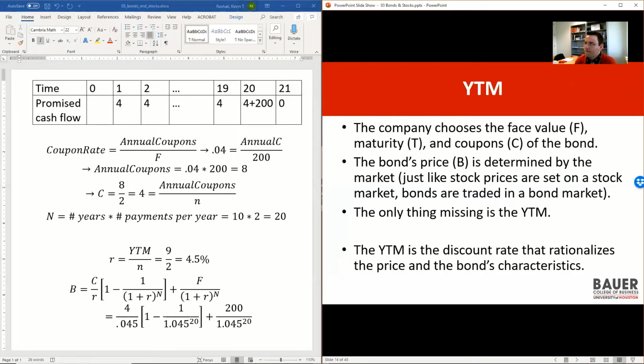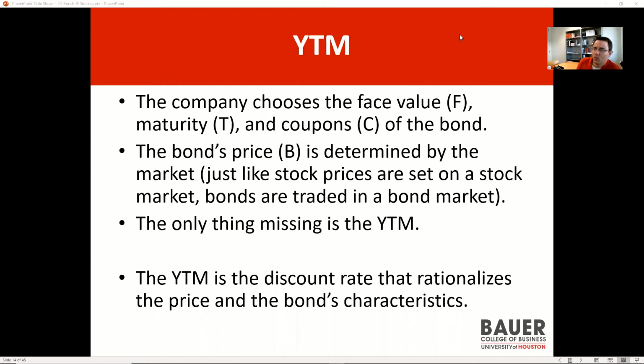So what happens in the bond market? Well, we said that a bond is a contract. So a company writes that contract. In that contract, the company is going to specify the face amounts, the maturity of the loan, as well as the coupons. Okay, so basically the company is writing a contract specifying all the cash flows and how long those cash flows are going to persist for.